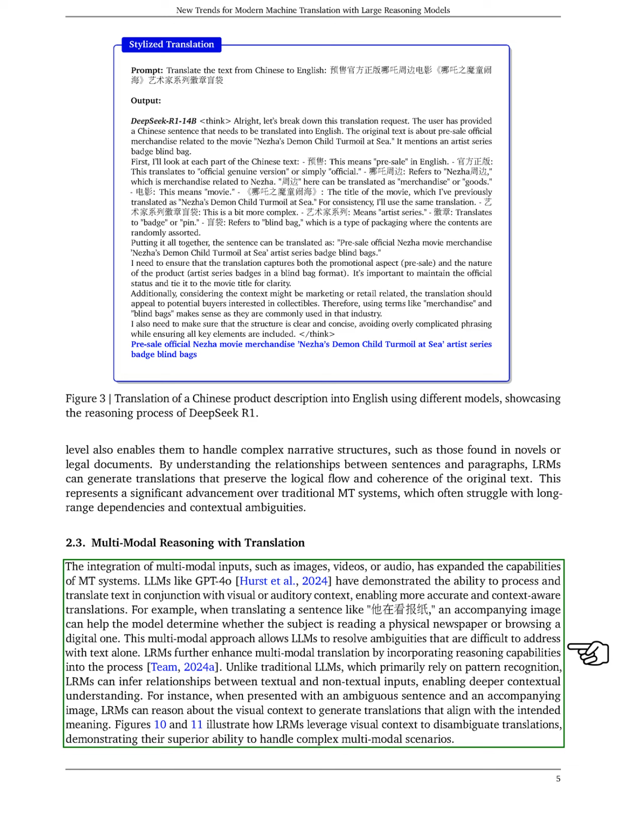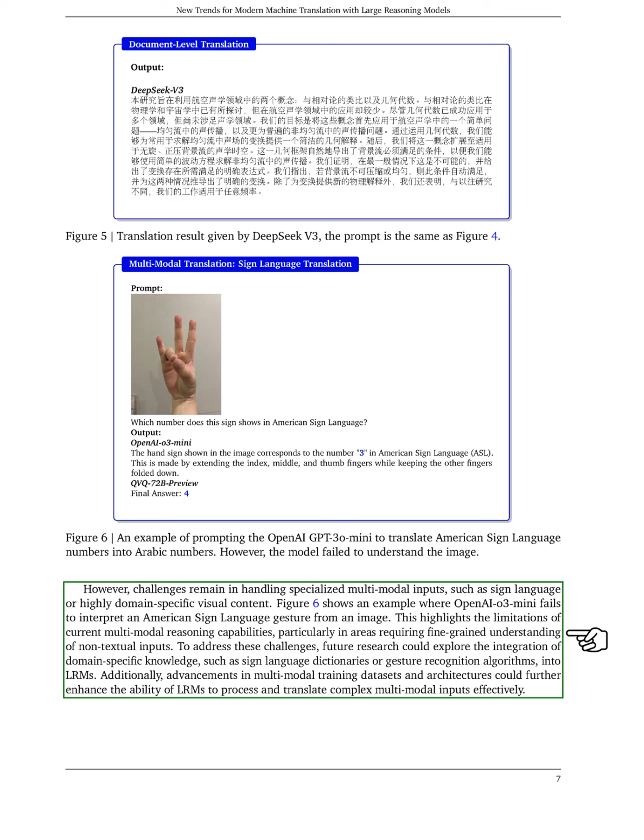LRMs enhance this further by incorporating reasoning into the translation process. Unlike traditional LLMs that rely on pattern recognition, LRMs can understand relationships between text and non-text inputs, allowing for deeper contextual comprehension. We demonstrate how LRMs use visual context to clarify translations, showcasing their ability to handle complex scenarios. However, challenges remain, especially with specialized inputs like sign language or specific visual content. We suggest that future research could integrate domain-specific knowledge, such as sign language dictionaries, to improve LRM capabilities.